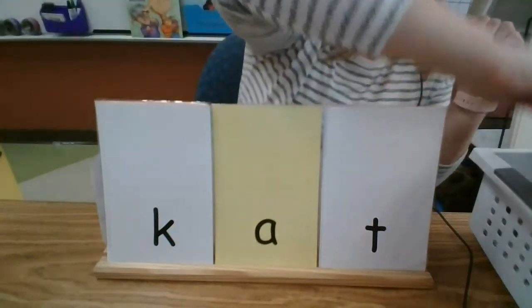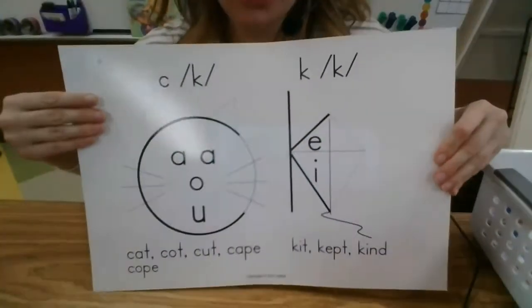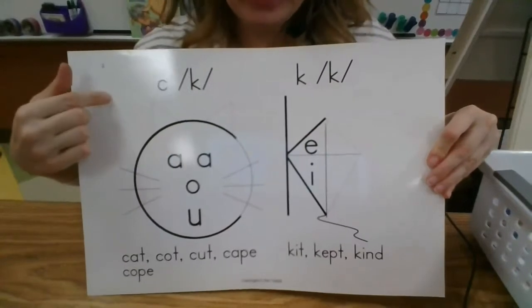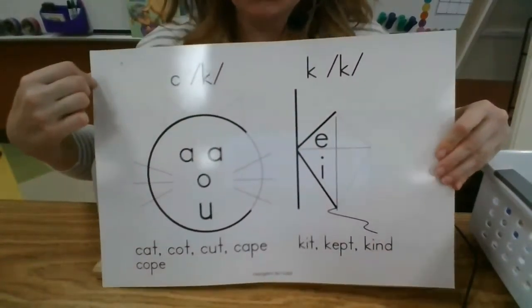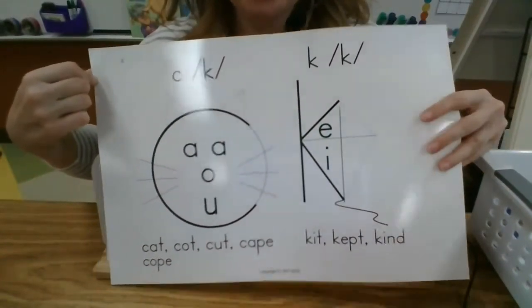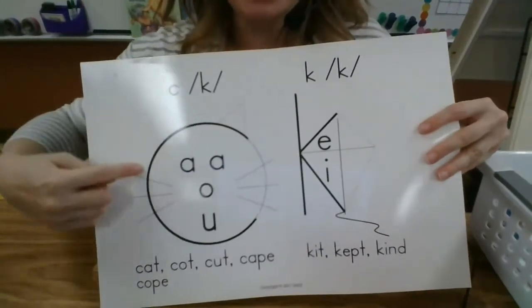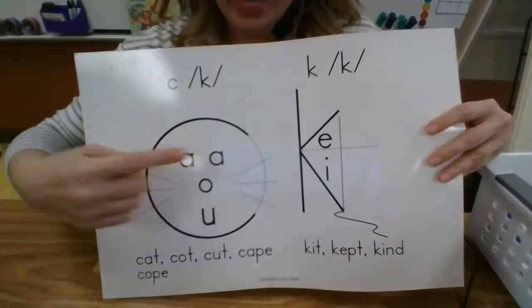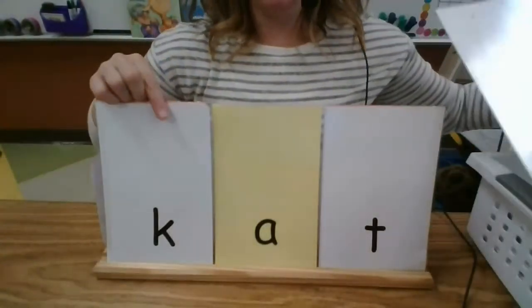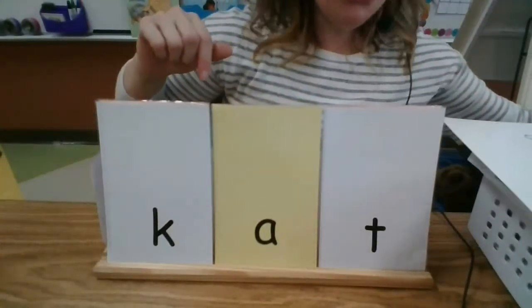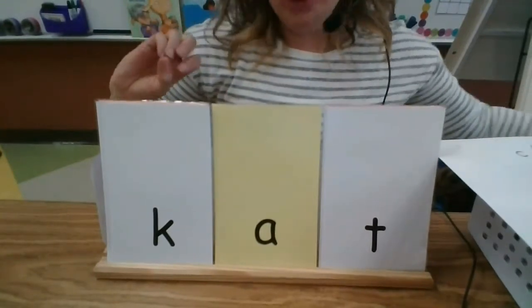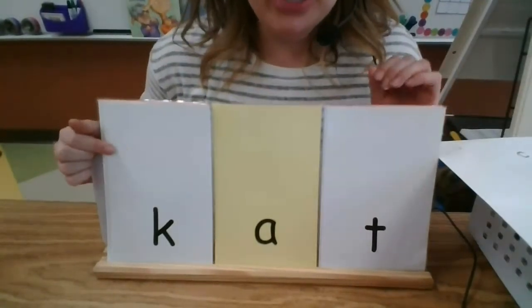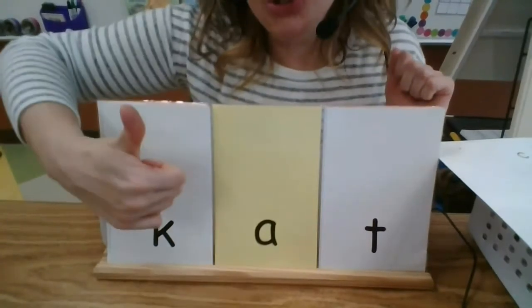But we need to check our cat kite chart. So what letter matches with the vowel A? Yeah, it's C. C is over here, and it matches with A. And here we have the letter K. So it is a real word, but it's just not quite spelled right. We would need this to be a letter C to make it spelled the right way.